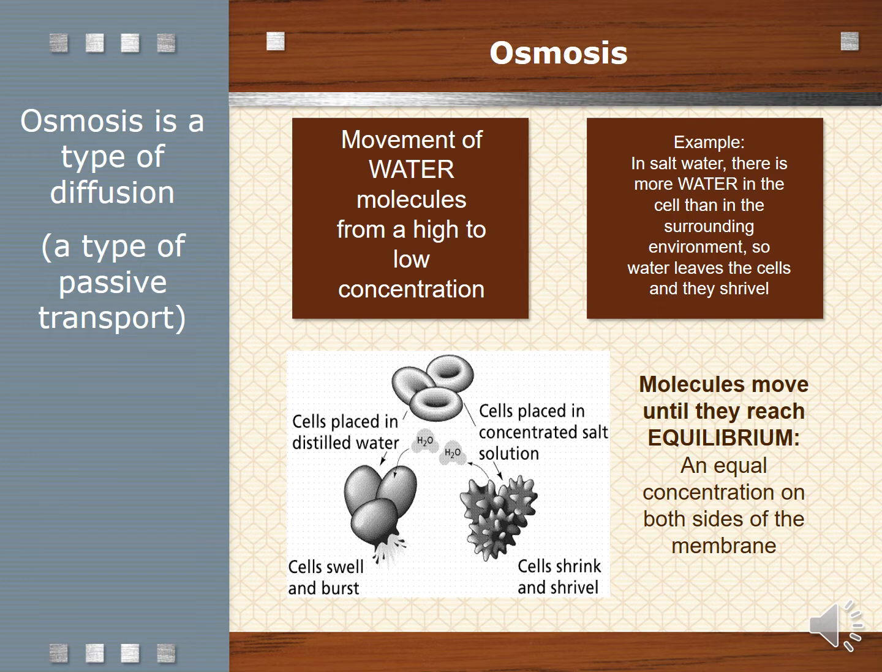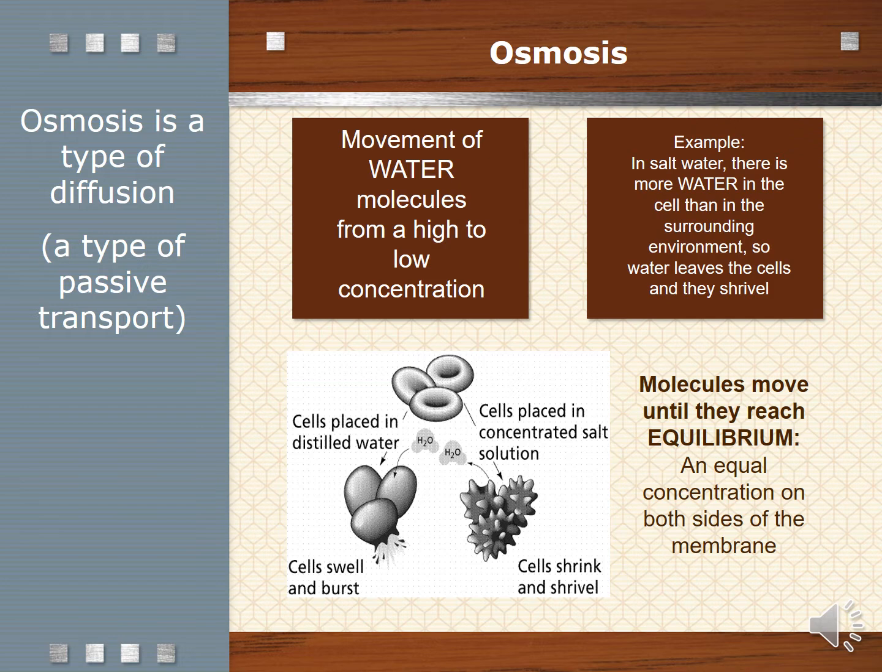All right, osmosis is a type of diffusion, but it works with the water moving. The water moves from a high concentration of water to a low concentration of water. So instead of other things dissolved in the water, we're looking at the concentration of water. So, for example, in salt water, there is less water in the surrounding environment, so the cells shrivel up.